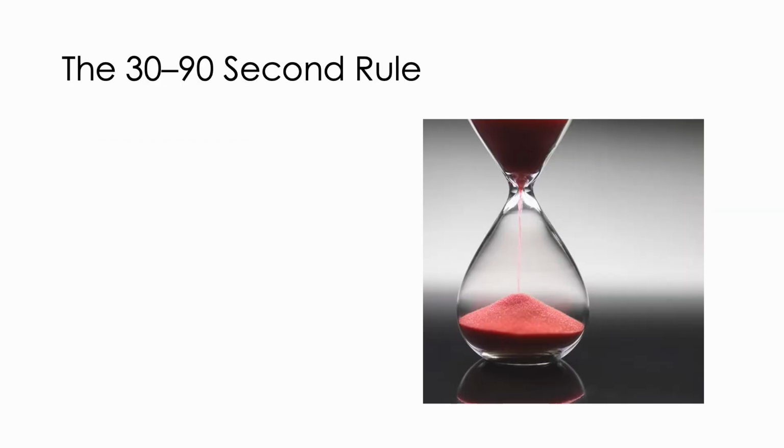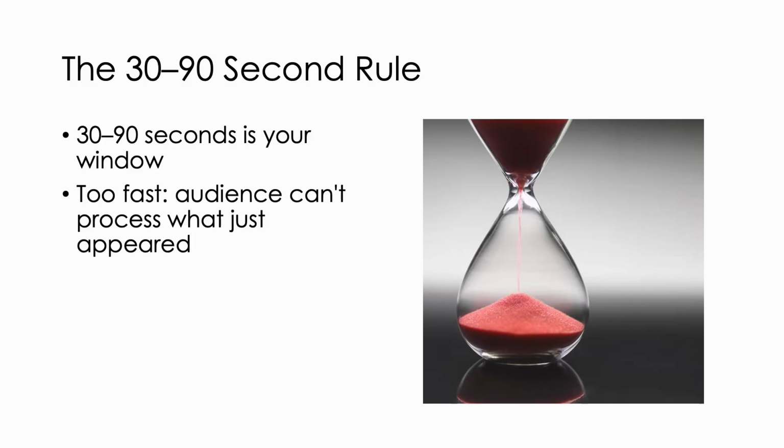Now let's talk about pacing, specifically for slide decks, PowerPoints, because this is where most student speakers go wrong in one of two directions. So here's the principle. Any visual on screen should stay up for roughly 30 to 90 seconds. That's your window. Because under 30 seconds, you're just clicking through faster than your audience can process. They're trying to read what just appeared and you've already moved on. And that is not supporting your speech. That's just creating noise and confusion.